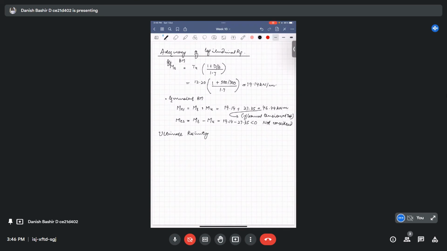Ultimate resisting moment. Okay, so we will calculate the ultimate resisting moment for the section with Ast. We already calculated it as 402 mm square. Okay, we have a formula for that, Mur.